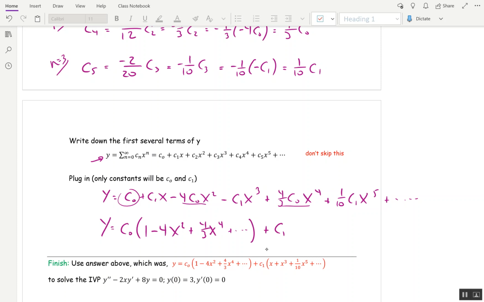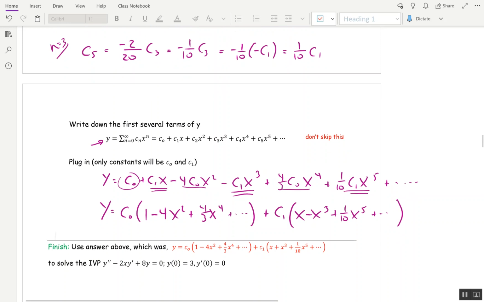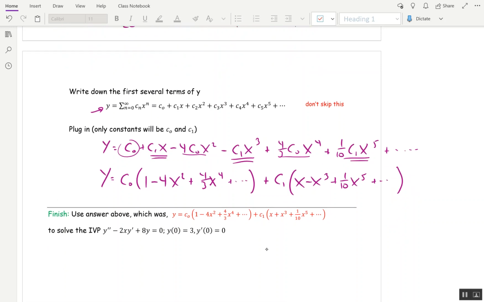And then C1, I'm going to get x. This guy's got a C1 in it, so minus x cubed. And then this guy's got a C1 in it, plus 1/10 x to the fifth, dot dot dot. All right, so if I were just finding a power series solution up to degree 5, I'd be done at this point, and I would circle that and move on. But we want to actually go a little further. We want to solve the IVP. Y of 0 is 3, and y prime of 0 is 0.